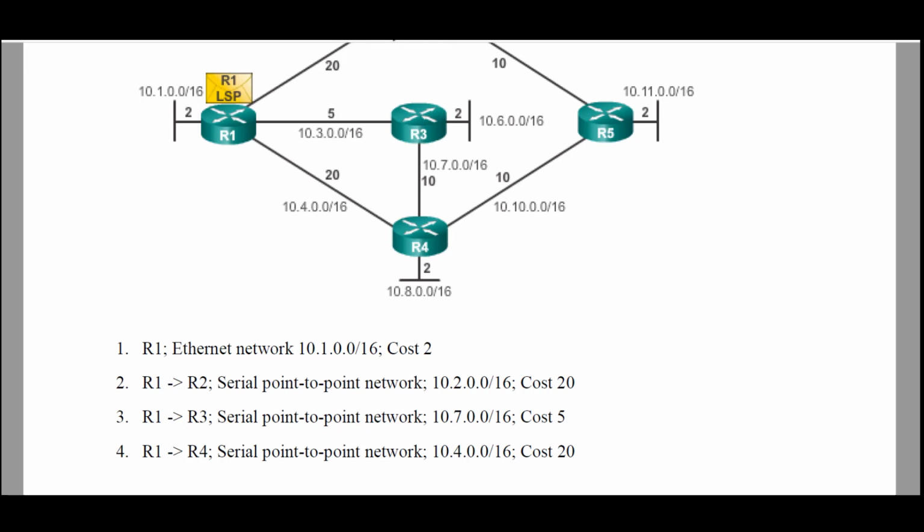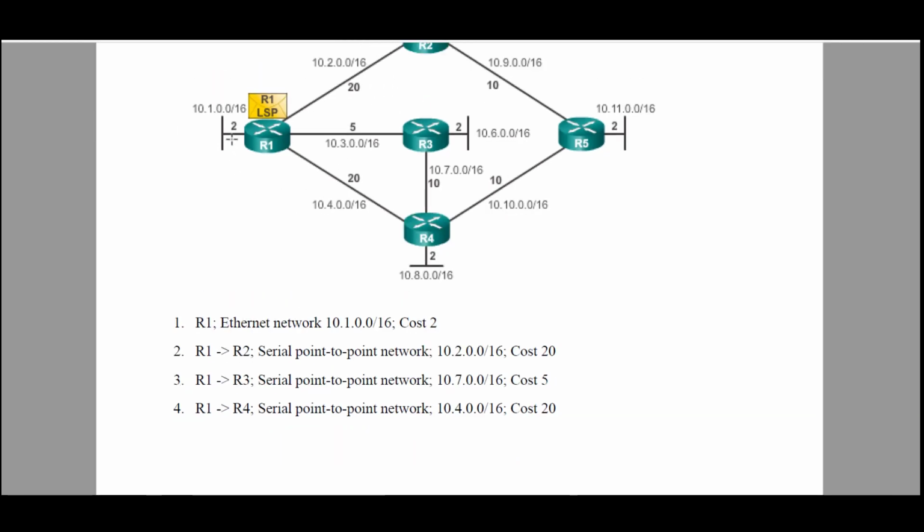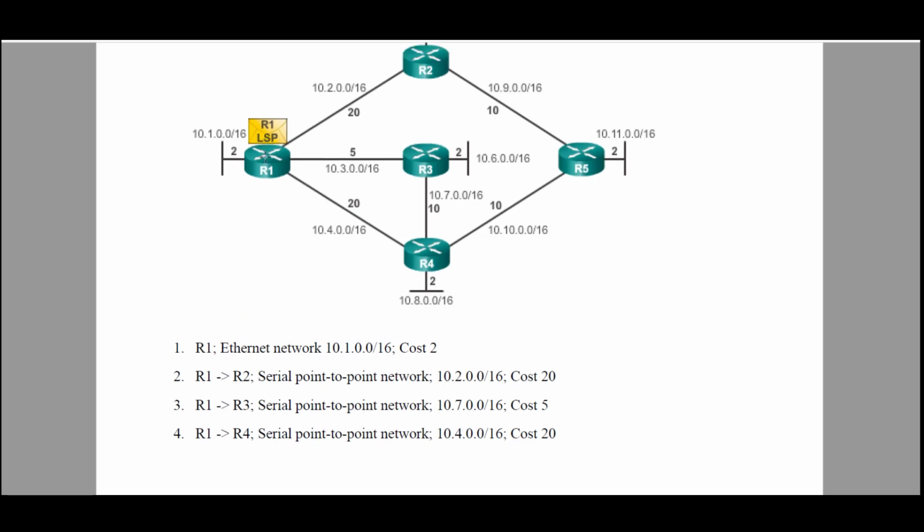So this is going to be the cost. What is the cost? Well, the cost is 2. Then R1 to R2, the cost is 20. R1 to R3, the cost is 5. R1 to R4, the cost is 20.